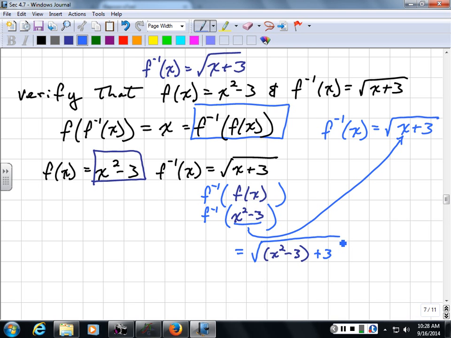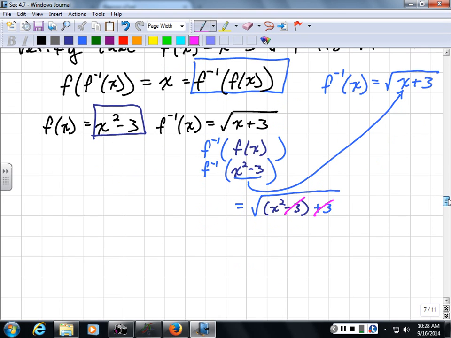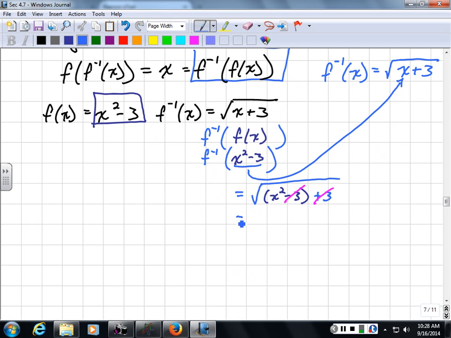And now I simplify. Negative 3 plus 3 is 0, and I'm left with the square root of the square root of x squared, which is going to be x. So this and that go away. I'm left with the square root of x squared, which we all know is equal to x. Does that help everybody who's unsure of this?